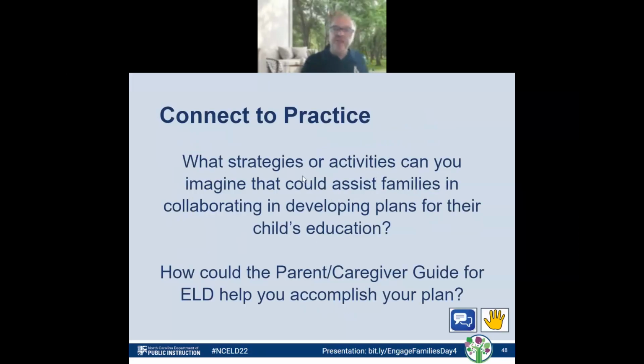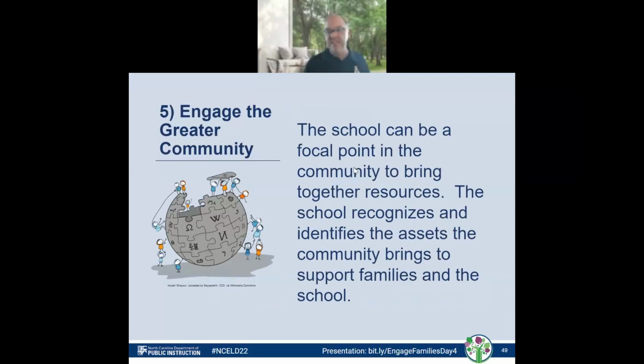So think of what strategies or activities you can imagine that could assist families in collaborating and developing plans for their child's education. Somebody did mention parents as part of the school improvement team. That's great. If you have ideas, please put them in the chat. I'm going to go on to the fifth one so we can move on to our opportunities to share in a smaller group.